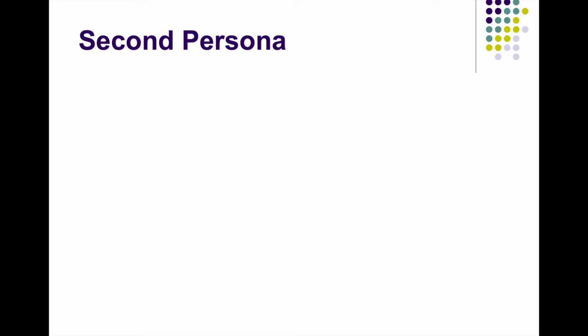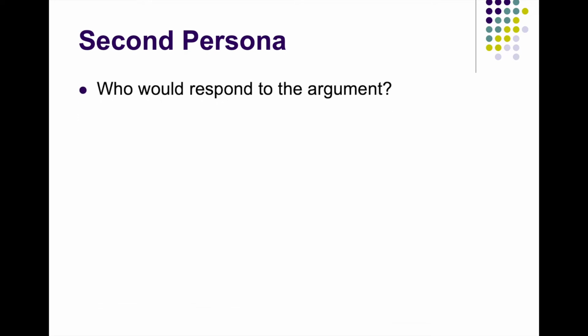This idea in rhetorical criticism is referred to as the second persona. So one way to think about this is we could ask, who would it be that would respond to the argument? That is, who is the audience that's likely to fill in the missing premise that the speaker or the writer has left implicit or unstated? So this notion of the second persona refers to the implied audience of a discourse.